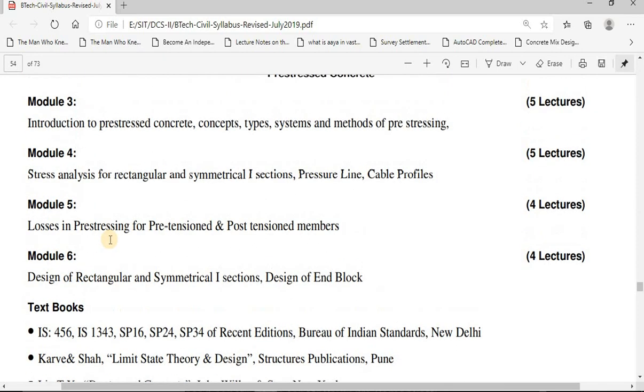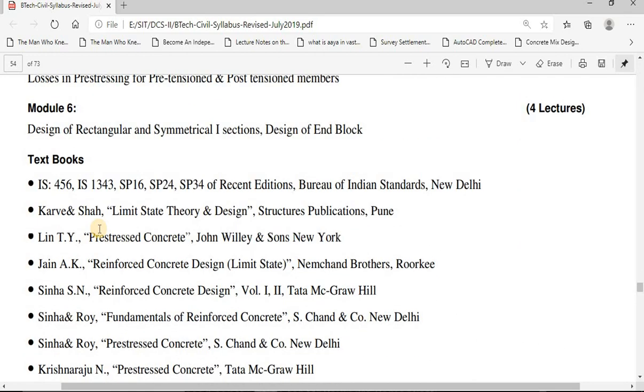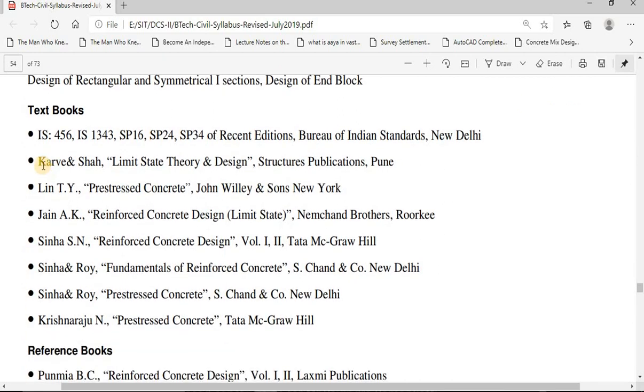So, what are the reference textbooks? IS 456 Indian Standard Code, IS 1343, SP 16, SP 24, SP 34. We have to refer to the recent editions. I have all the soft copies of these, so I will provide them to you as notes. A very important textbook which you have to refer to is Shah and Karve, Limit State Theory and Design, Structures Publications, Pune.